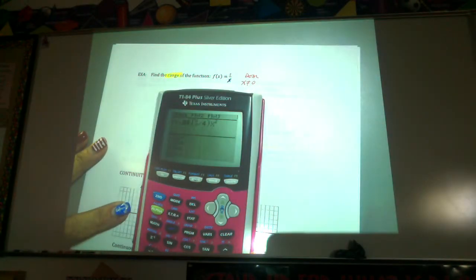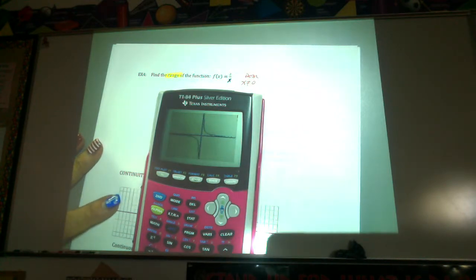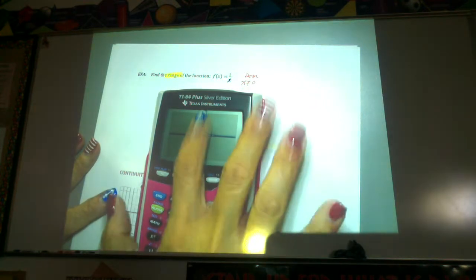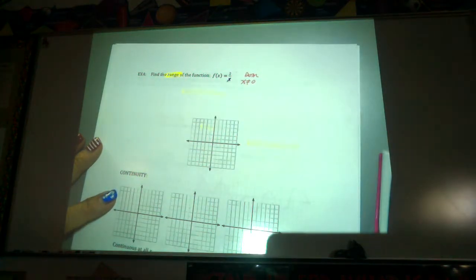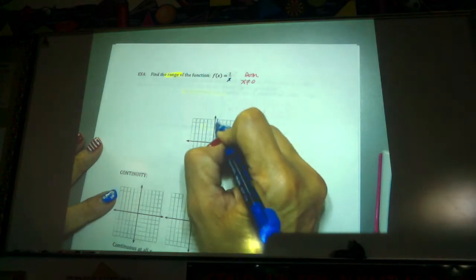So go to y equals, put in 2 divided by x, and hit graph. Not only do we have a vertical asymptote of the y-axis, but we have a horizontal asymptote of the x-axis because x can't be 0, right? And y is not going to be 0. So it creates those two asymptotes. So our graph looks like this.